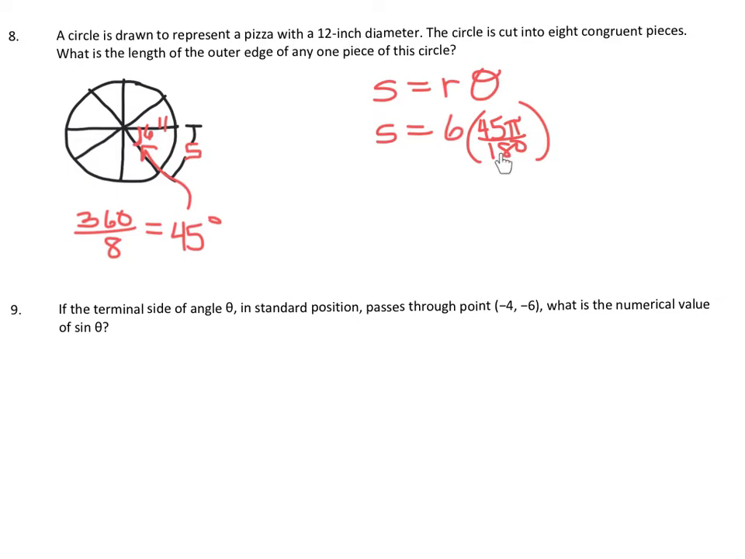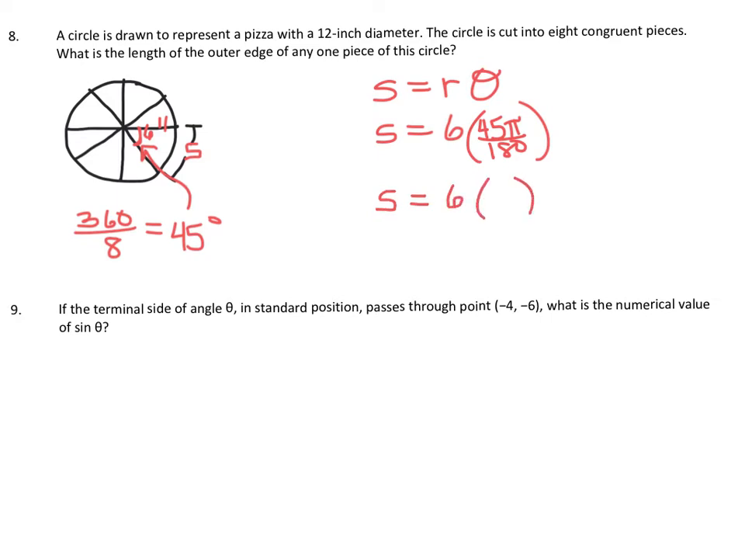And to be honest, in this case, because they don't say to round, I'm going to do that. If they had said to round to the nearest tenth or whatever, I would just plug this into my calculator, just like I see it. But because they're not saying to round, we want to write the exact length of the outer edge of one piece of pizza. So I'm going to bring down the 6.